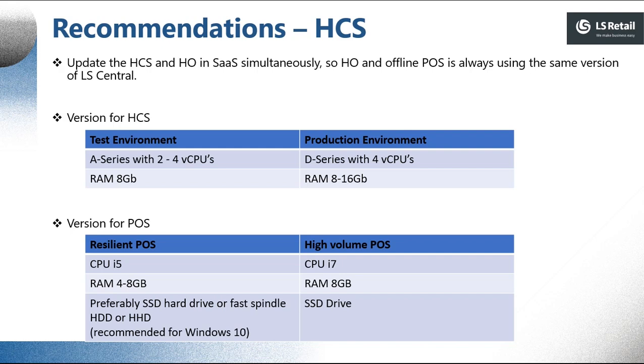Some hardware specs for HCS. For test environment, you can use A series with 2 or 4 CPUs, RAM of 8 GB. In production environment, you can use D series with 4 CPUs and a RAM capacity of 8 to 16 GB. On the POS side, for the resilient POS, you can use CPU i5, RAM of 4 to 8 GB. We would prefer an SSD or a fast spindle HDD. For high volume POS, CPU i7, RAM of 8 GB, SSD drive.